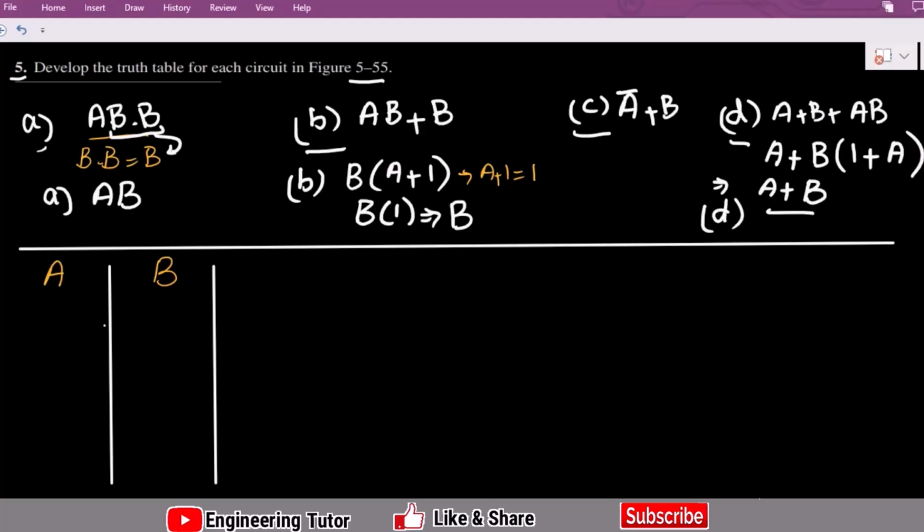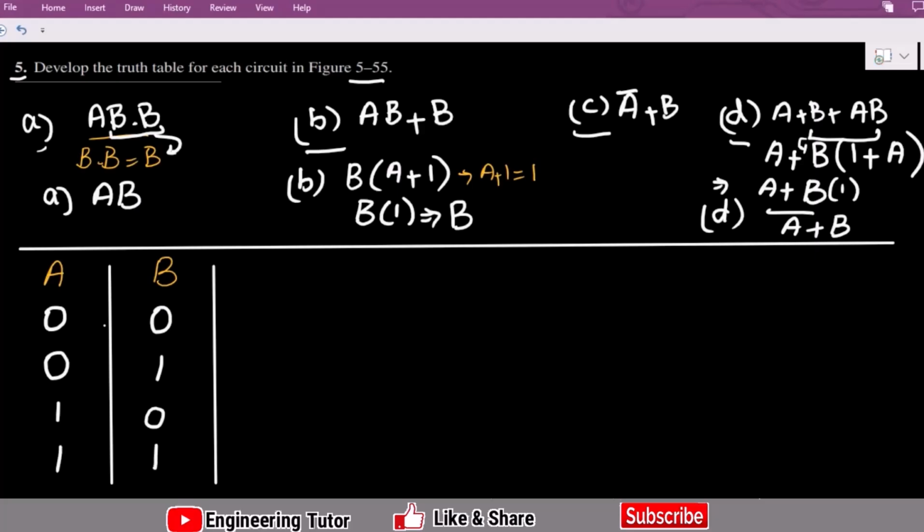Because from here we have taken this B common, and when this B is taken common, the simplified version from it is A plus B. Now let me use the table for A and B. Let me take different combinations of A, B: 0, 0 is the first combination, 0, 1 is the second, 1, 0 is the third, and 1, 1 is the fourth combination.